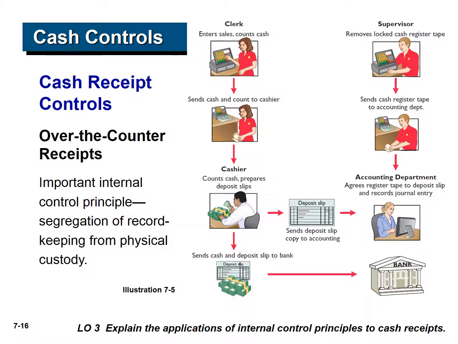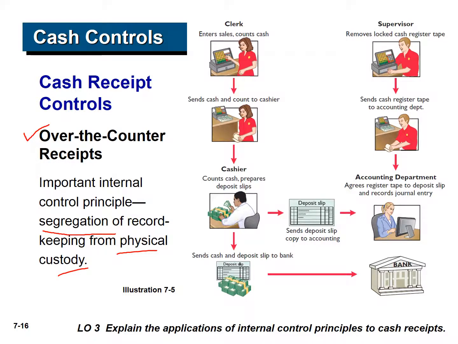It's a little more difficult when you have what are called over-the-counter receipts, like going to a grocery store where you have cash coming in over the counter. That is, a customer pays by cash. So segregation of record keeping and physical custody is very important in this scenario.